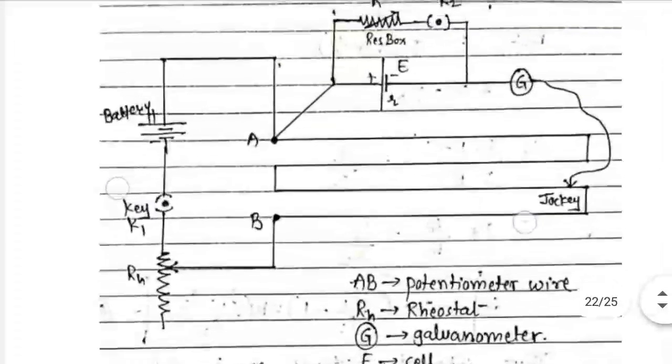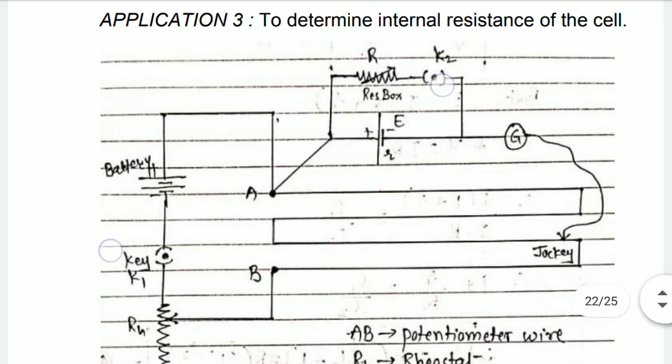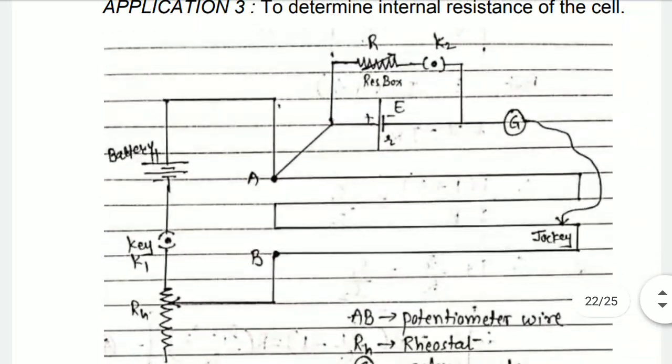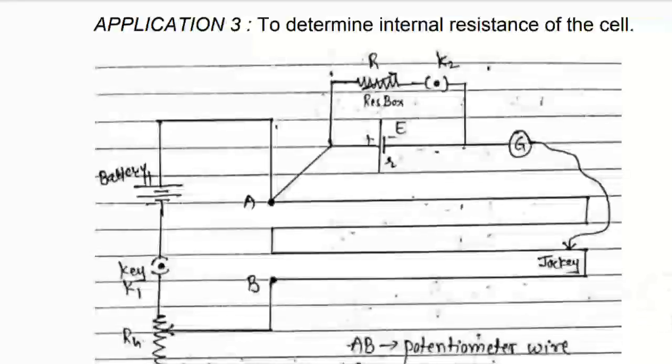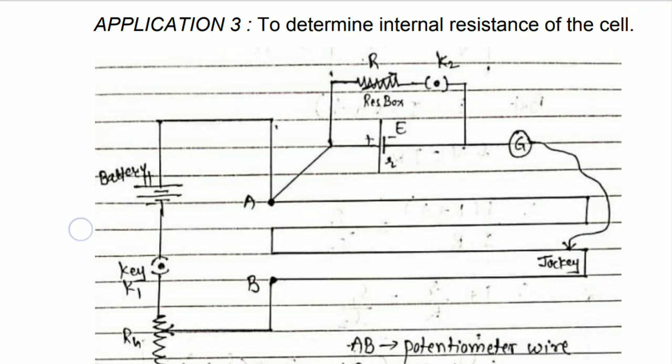What I do next is choose some suitable value of resistance from this resistance box here. It can be 2 ohm, 5 ohm, 10 ohm, whatever. And then you insert this key K2. The cell will now start sending current in this particular circuit. Now if I touch my jockey once near point A and once near point B, you again will find both sided deflection. Then try to find the balancing length L2, supposing it comes somewhere at this point.